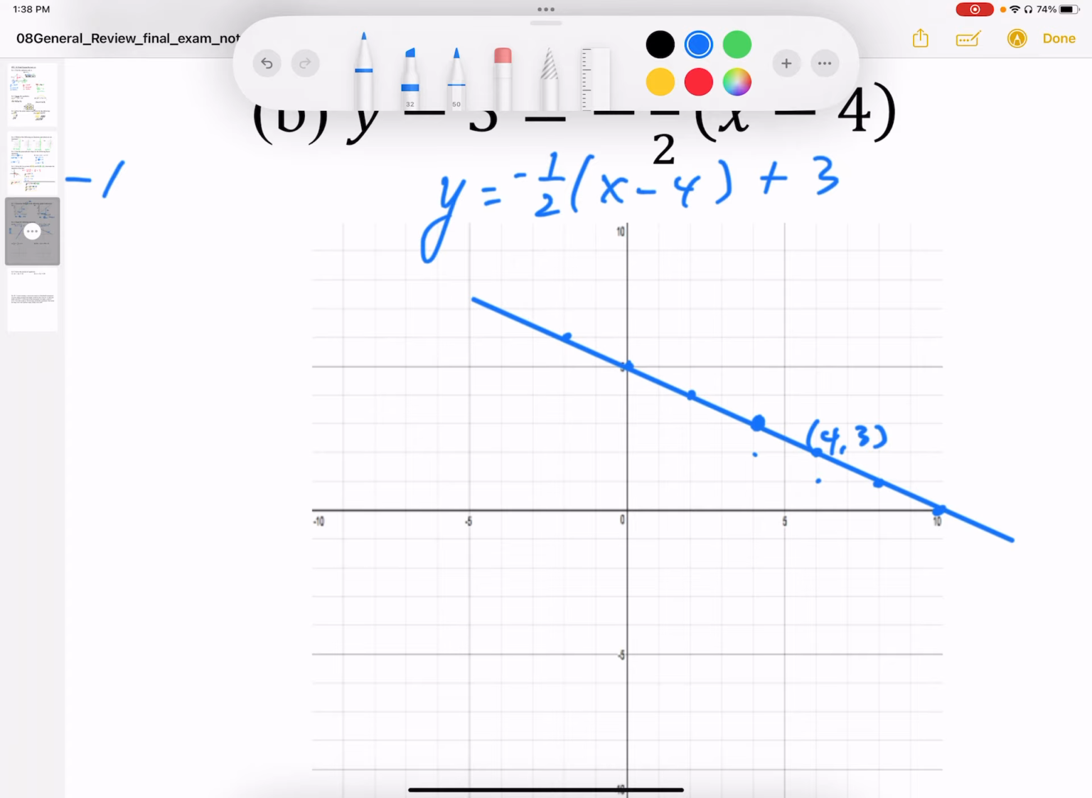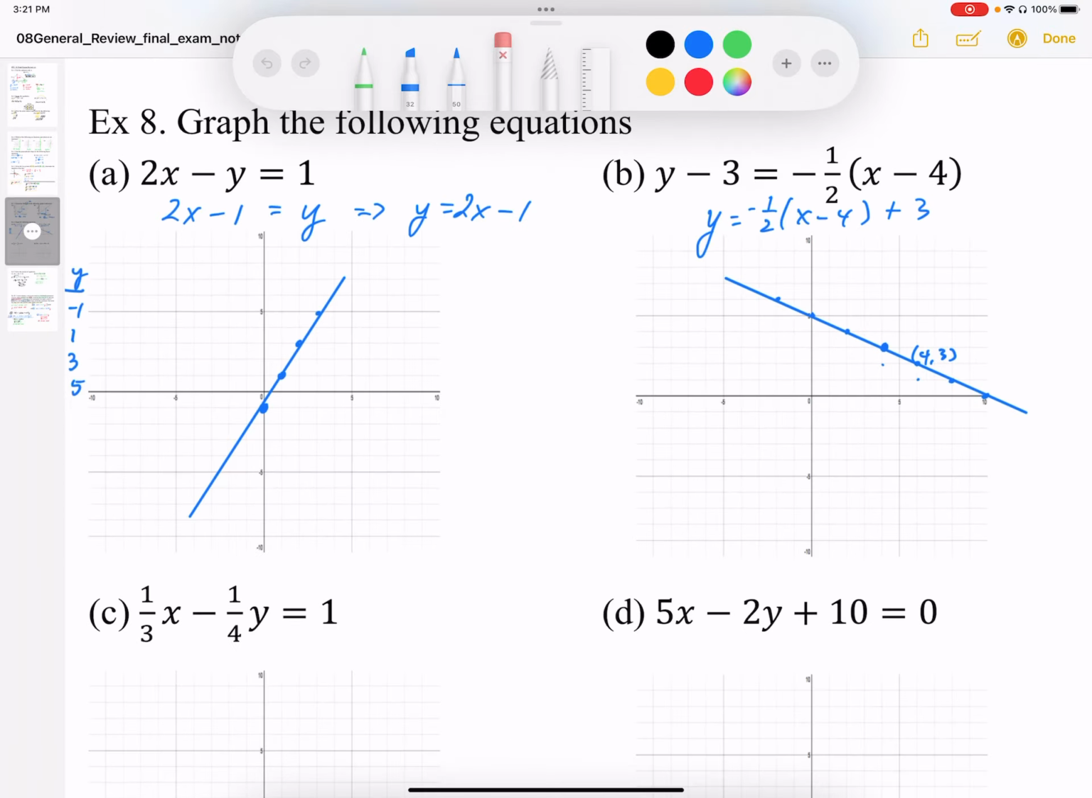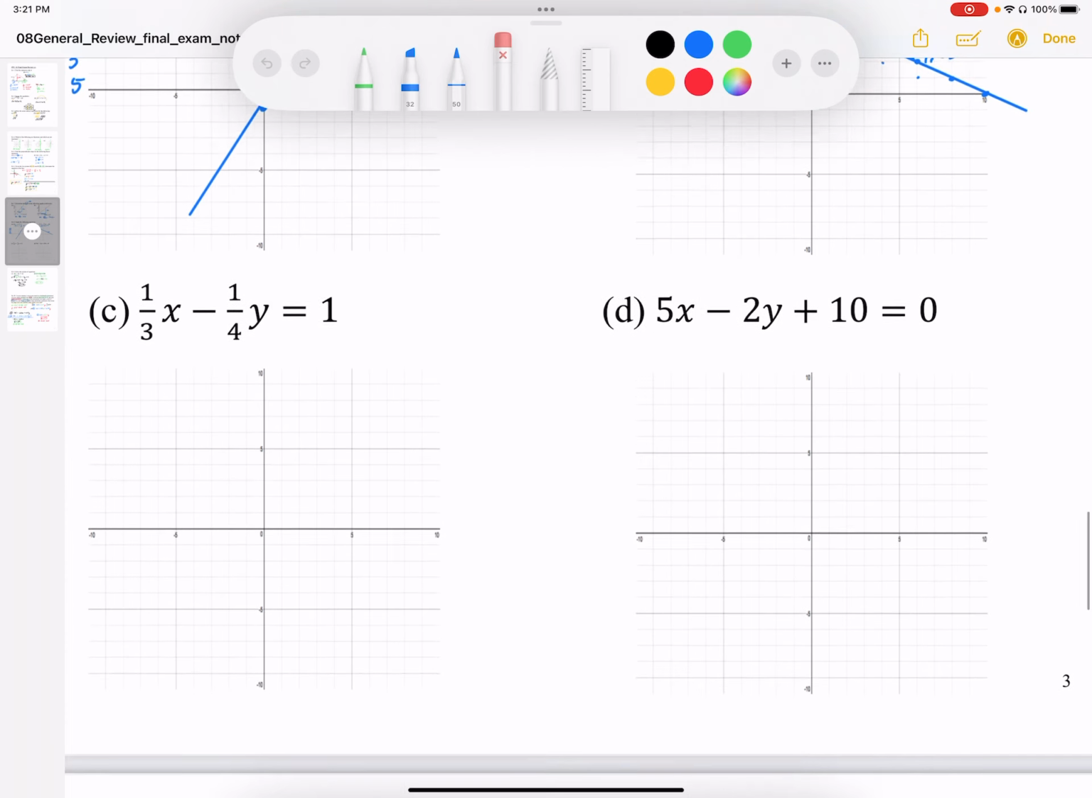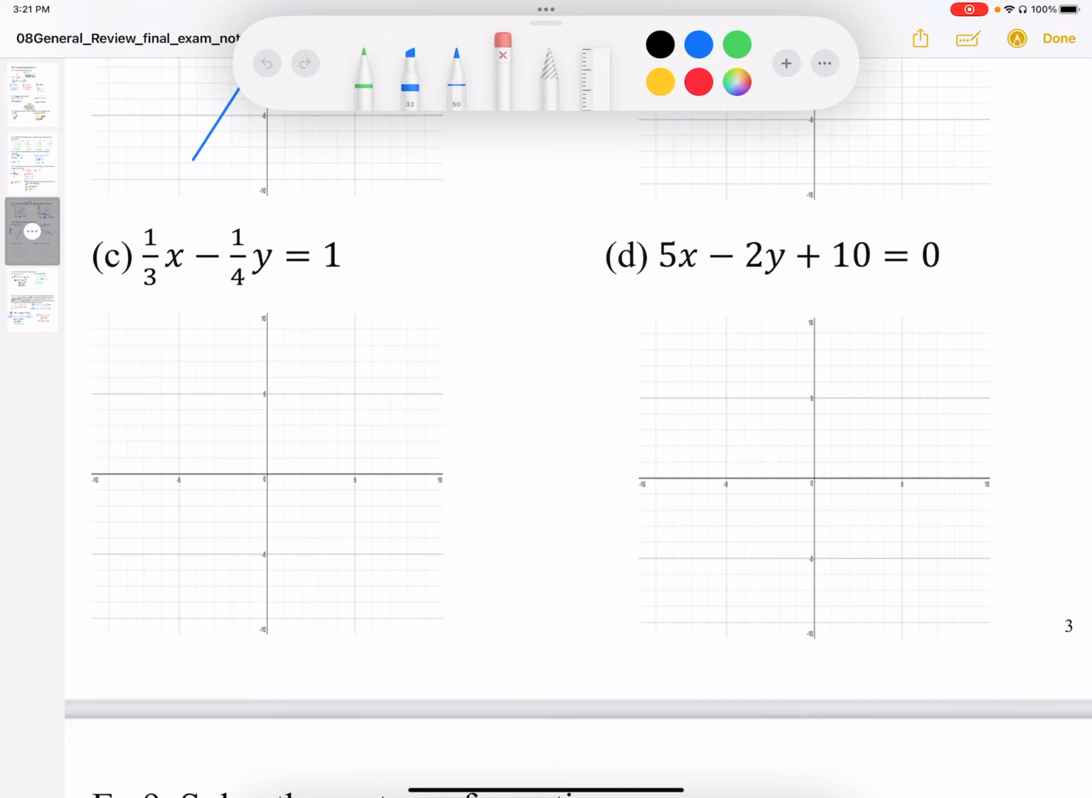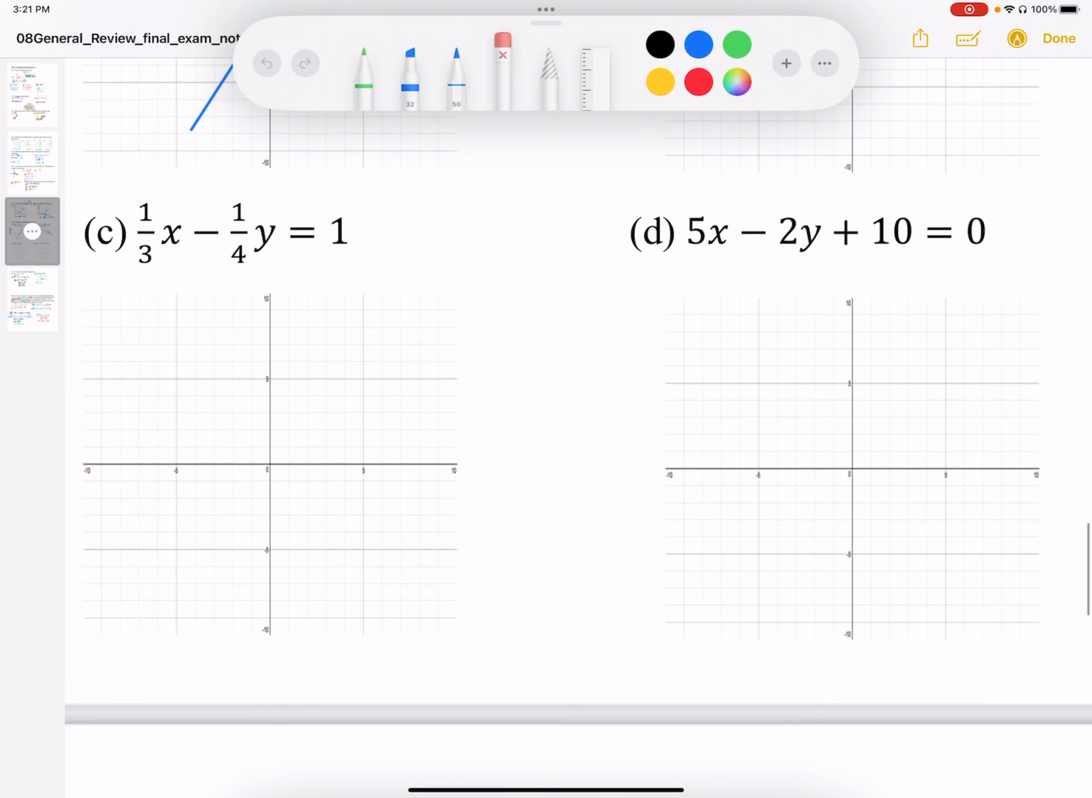Okay, so there's my slope through those points. In C, we've been given the coefficients as fractions. So there's a few ways we can do this. One way is to get rid of the fractions by multiplying everything by the lowest common denominator. If I multiply everything by 12, I'm going to get rid of the fraction parts. I get 12x divided by 3, which gives us 4x, minus 12y divided by 4 gives us 3y, and that's going to be equal to 12.